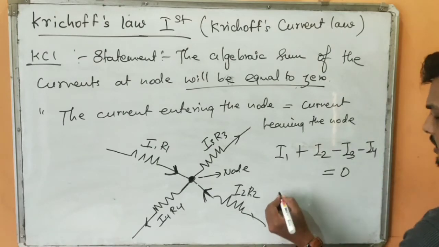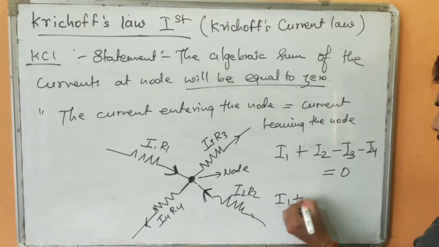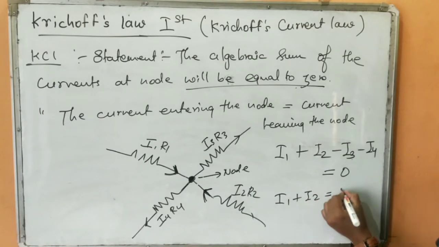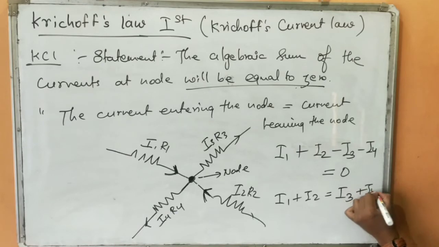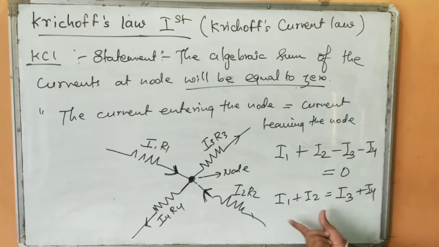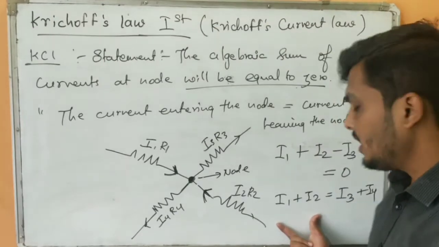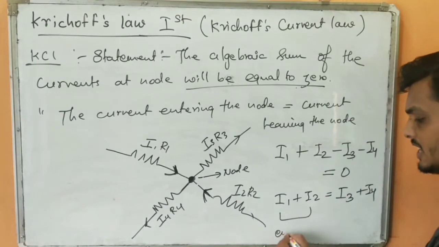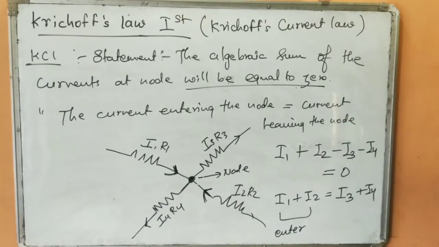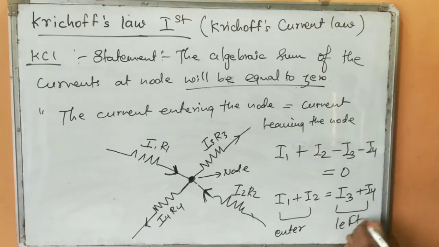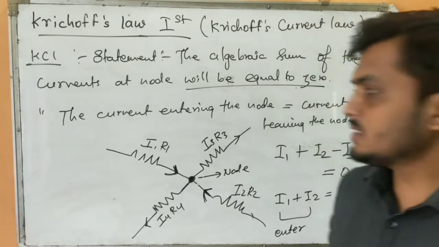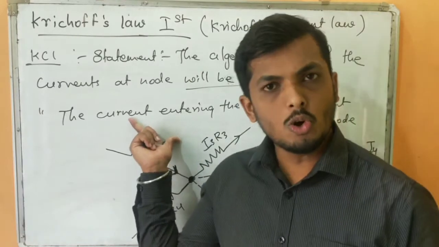So how do we reduce this? I can still reduce this equation as I1 plus I2 equals, sending the negative terms to the right-hand side, I3 plus I4. I1 and I2 are the currents which have entered the node, and I3 and I4 are the currents which have left the node. So these will always be equal. So the alternative statement also holds good.